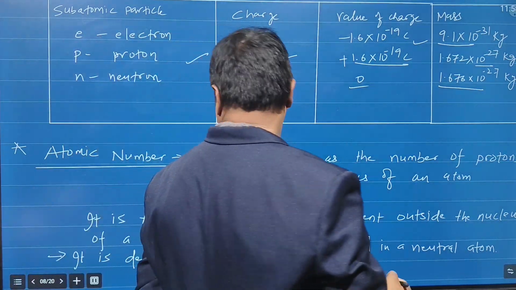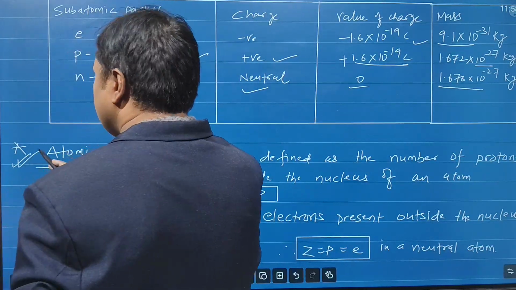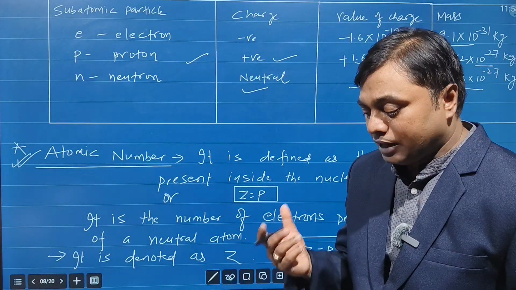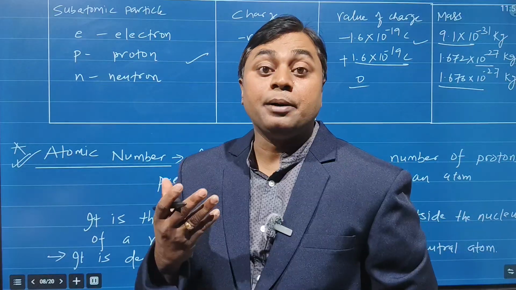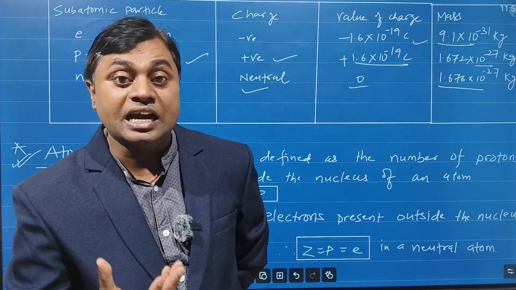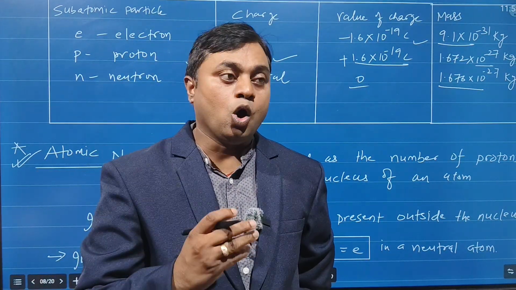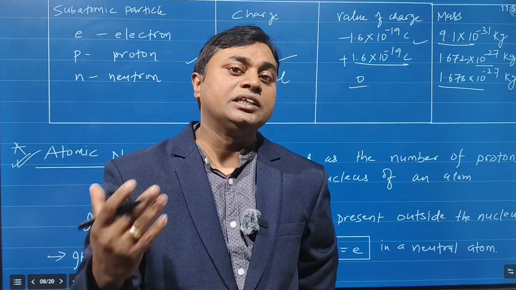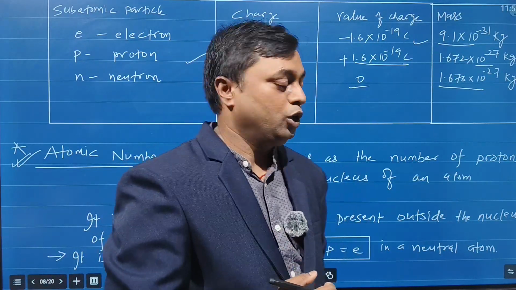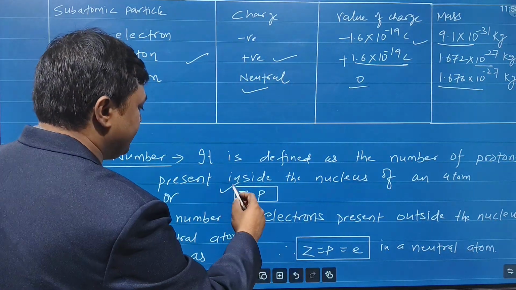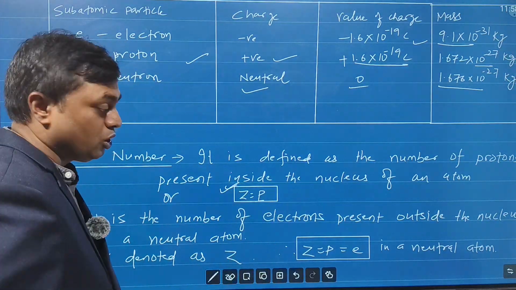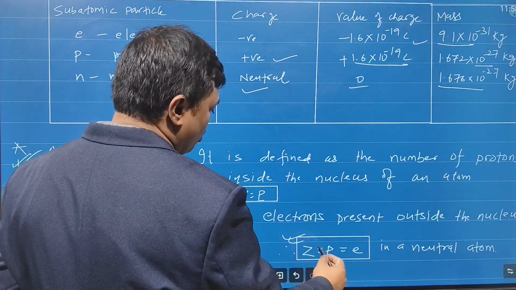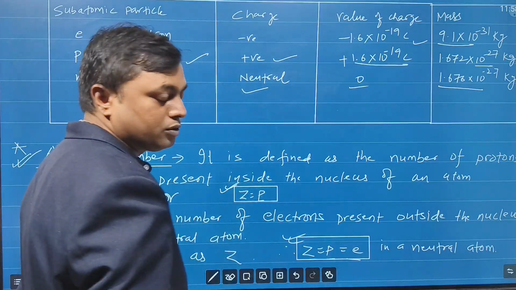This is approximate value. Okay, you should also know about the atomic number. When we talk about atomic number, it is nothing but the number of protons present inside the nucleus of an atom, or number of electrons present outside the nucleus of a neutral atom. So we can represent atomic number as Z here, which is nothing but number of protons, or for a neutral atom, number of protons or number of electrons. Am I clear?